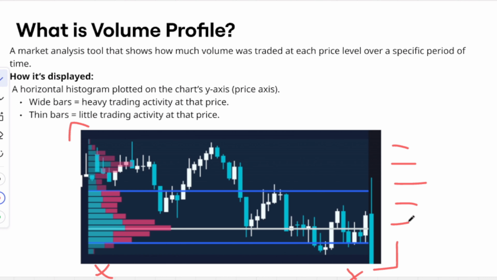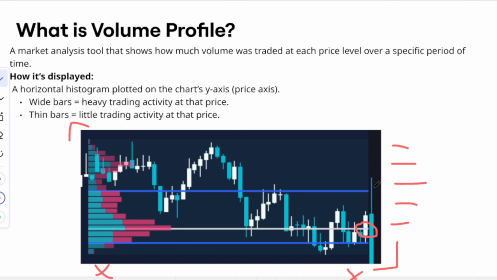The main couple of things you need to know: at this point over here, this white line is the point of control. It means this price is the most traded during this time from X to Y. This price has been transacted between bid and ask the most.